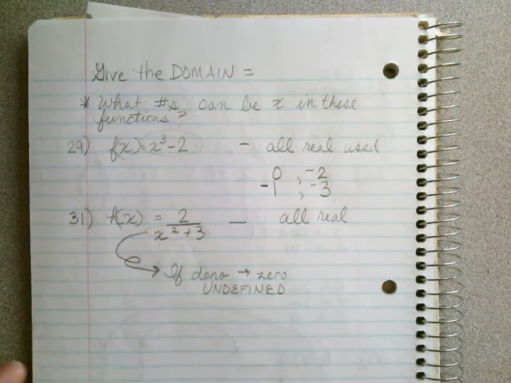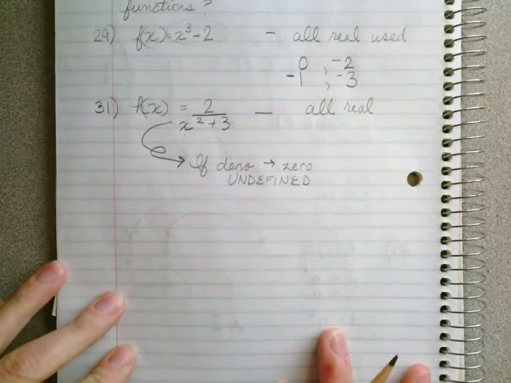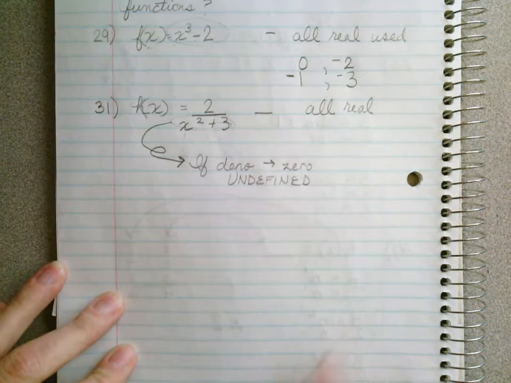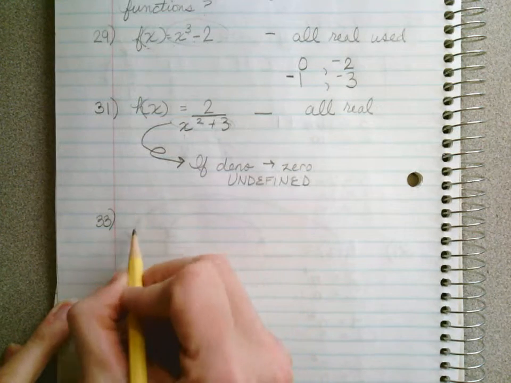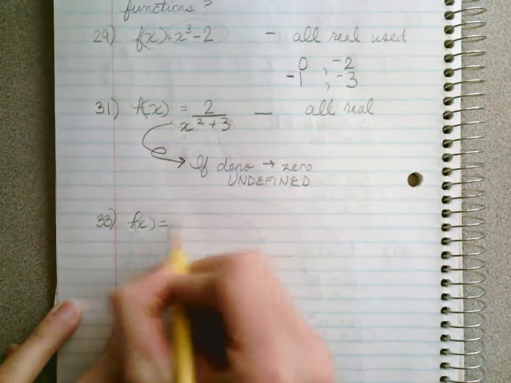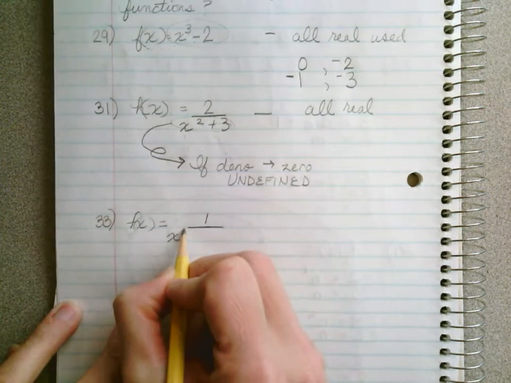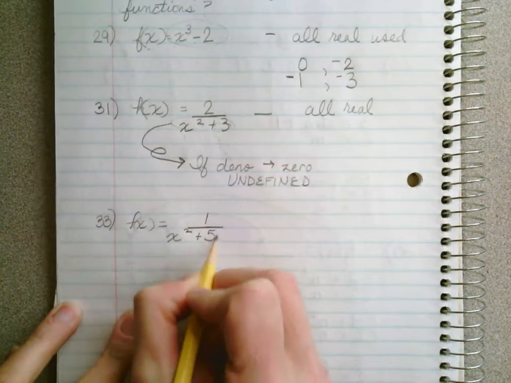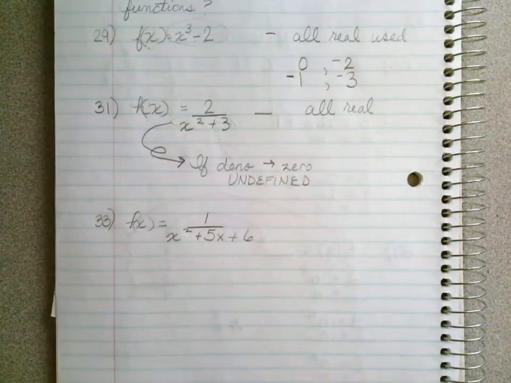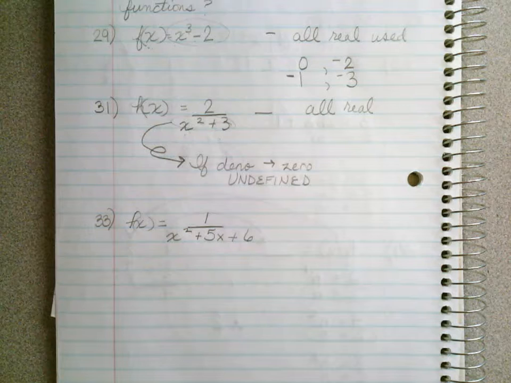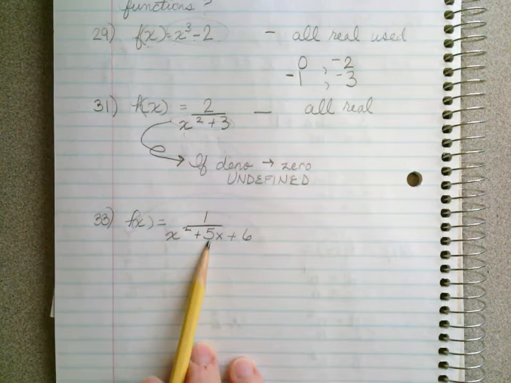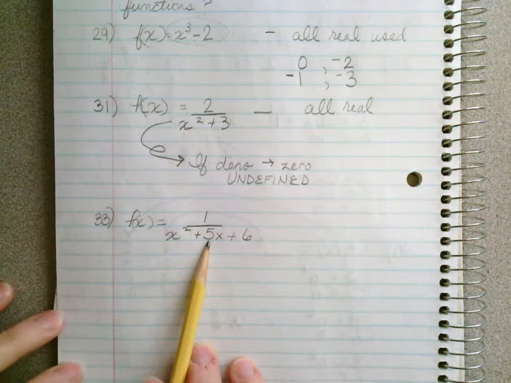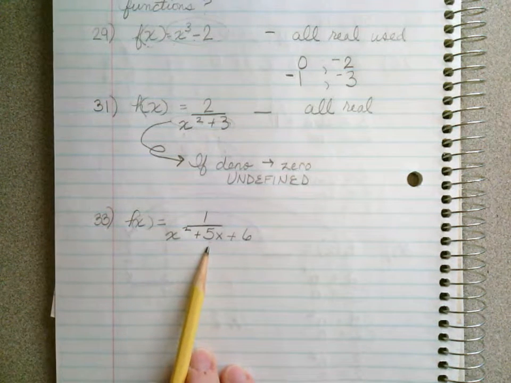Where it starts to get a little bit tricky is in number 33. In number 33, we have f of x is equal to 1 divided by this trinomial. And using the same question that we asked before, is there a way to make this a 0? The easiest way to discover that is to first factor it.